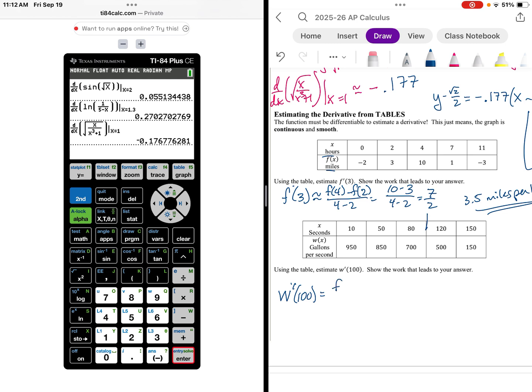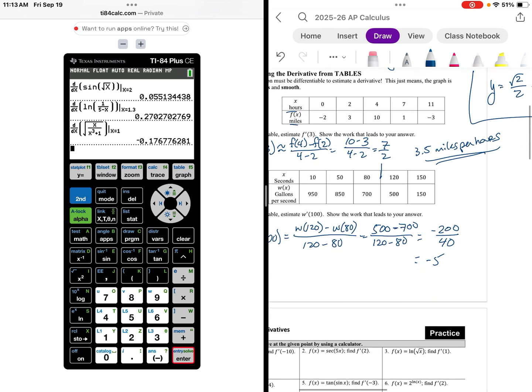So let's go back and use the same notation. W of 120 minus W of 80 over 120 minus 80. So now grabbing the numbers there, 500 minus 700 over 120 minus 80. That becomes a negative 200 over 40, which is a negative 5.